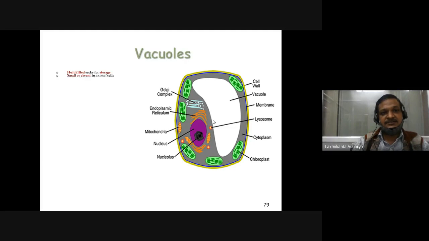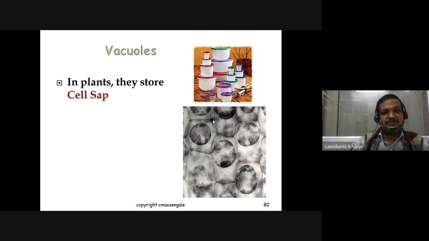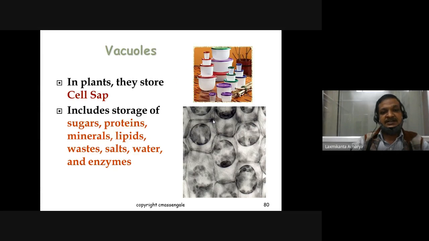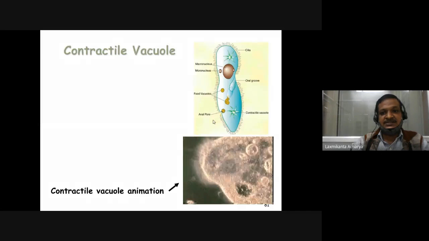And oh my god, they are very small. Anyway, so in plants they store cell sap, and they include the storage of sugar, protein, minerals, lipids, and waste, as well as salt, water, and enzymes also. They are present inside these vacuoles, and this is a contractile vacuole.